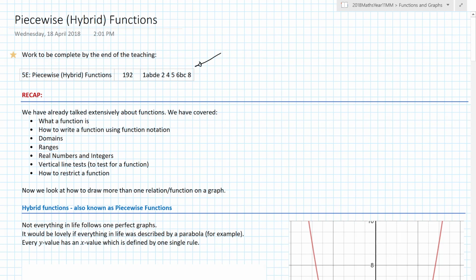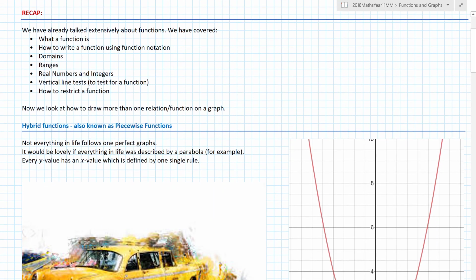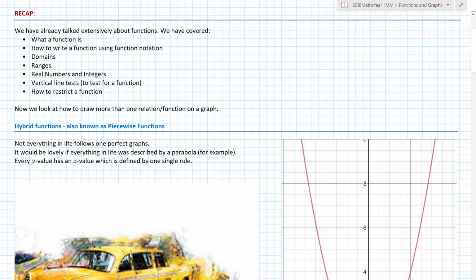But as is normal, a bit of a recap. Now, obviously, you guys have been away on holidays for a bit, and so we've already talked extensively about functions. We've covered what a function is. Remember, there is a difference between a relation and a function. And I think sometimes we as maths teachers make mistakes by using the word function all the time, when in fact a function is a specific thing.